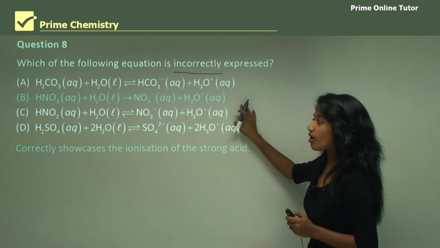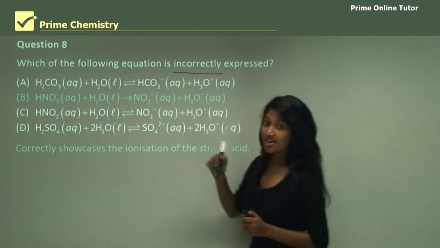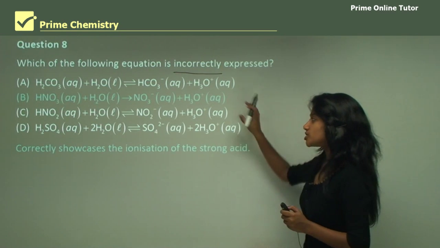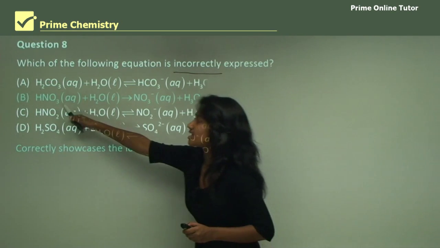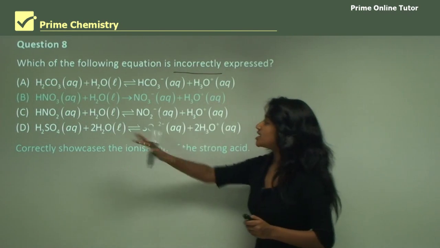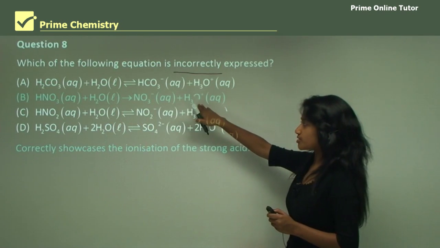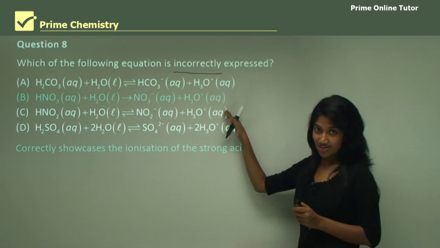That's correct because it's a strong acid. Nitric acid is a strong acid. So option B is correct. And we can see that it only has one proton, so all of its protons are donated in the first reaction.